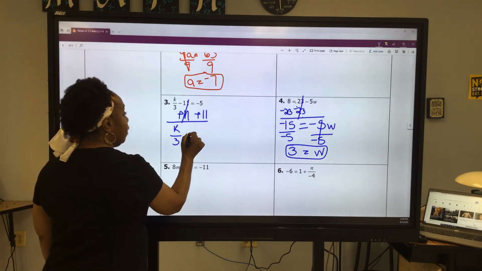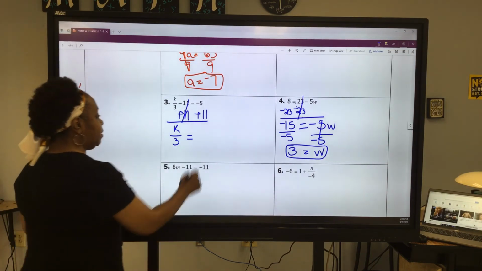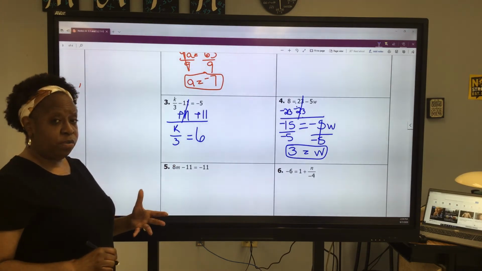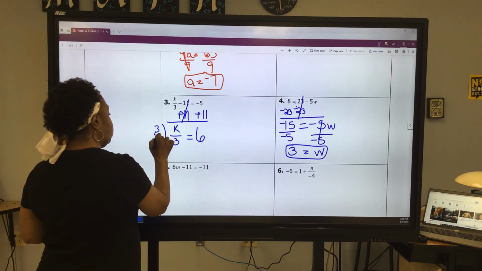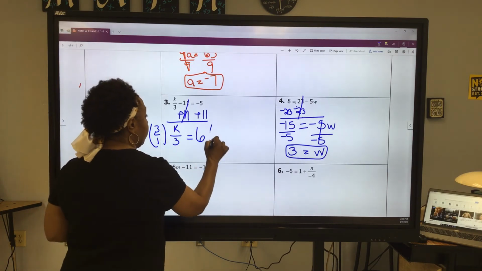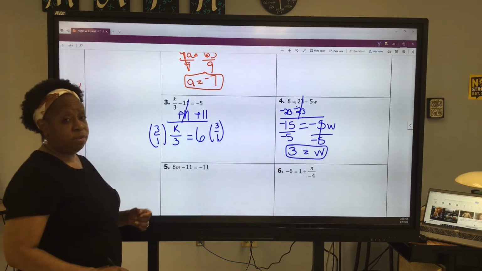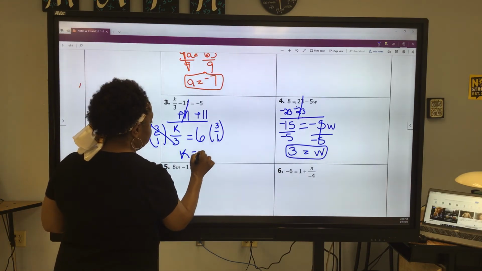K divided by 3 equals negative 5 plus 11, right? That's 6. Now I have a division problem. To undo that, I have to multiply. So I multiply both sides by 3 over what? 1, that's right. Or once you get this down, you'll just know to multiply both sides by 3 with the numbers on the bottom. These cancel. It leaves me K equals 18.